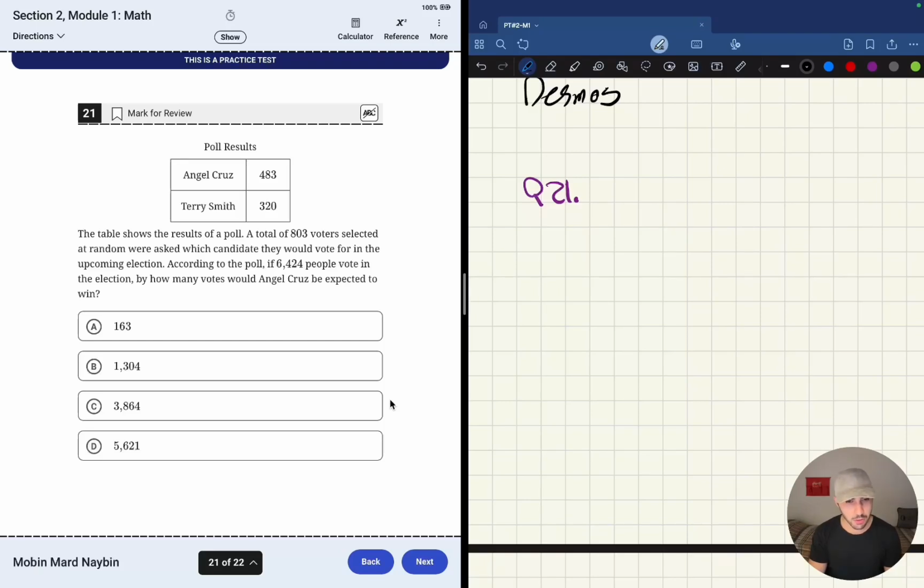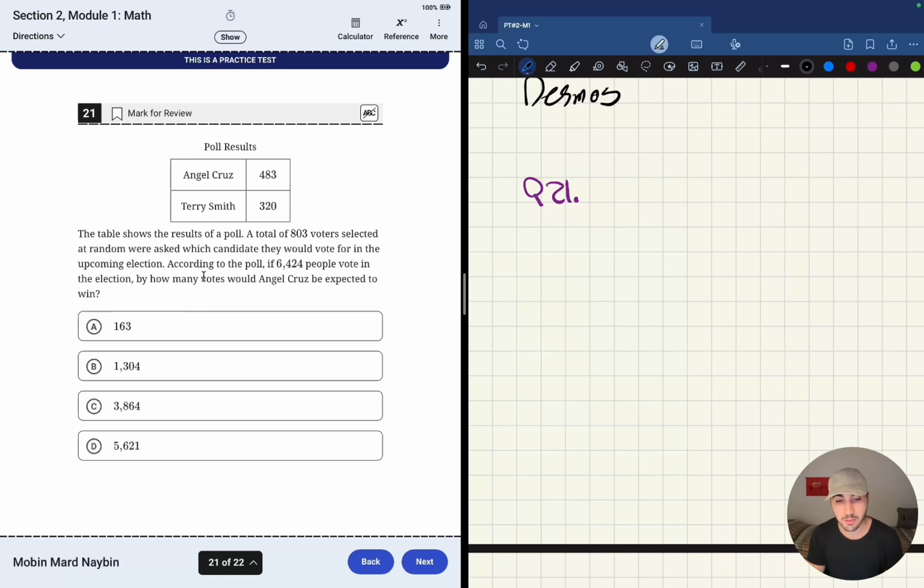Question number 21. The table shows the results of a poll. A total of 803 voters selected at random were asked which candidate they would vote for in the upcoming election. According to the poll, if 6,424 people vote in the election, by how many votes would Angel Cross be expected to win?